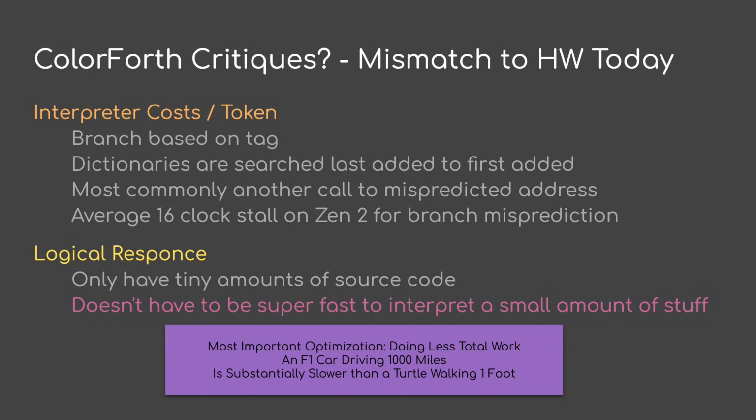Of course, the logical response here is if you only have a tiny amount of code, there's no reason it has to be super fast. After all, the most important optimization is doing less total work. For example, an F1 car driving 1,000 miles is going to be substantially slower than a turtle walking 1 foot.